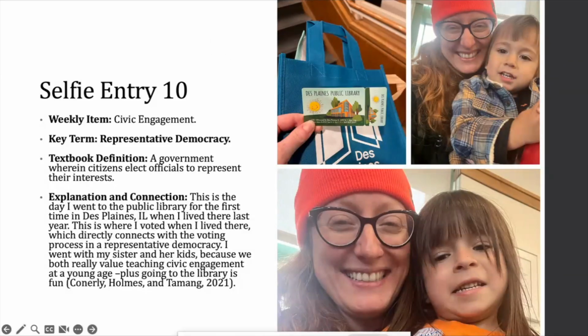So this is the day that I went to the public library for the first time in Des Plaines, Illinois, when I lived there last year. So that was when I lived in the Chicago area. This is where I voted when I lived there, which directly connects with the voting process in a representative democracy. I went with my sister and her kids because we both really value teaching civic engagement at a young age. Plus, going to the library is fun. And it's another way in which we can get civically engaged. Public libraries are free.